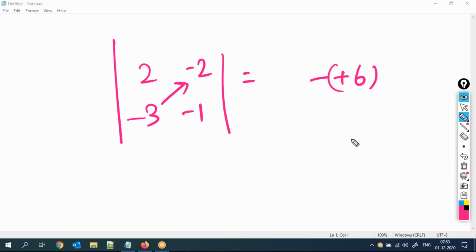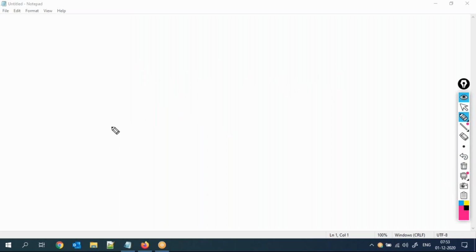No, sir, it's just... See, -3 -2, how much? -3 and -2, how much? Sir, -3 -2 is 6. 6, and the sign changes. Right? And 2 -1 -2. Okay, we will come back to this. So we understood a few things.